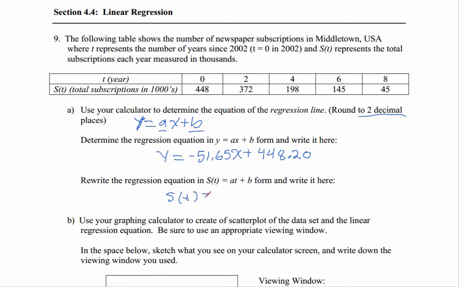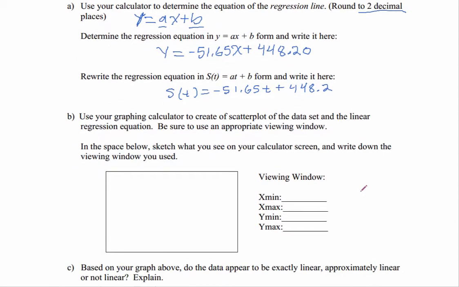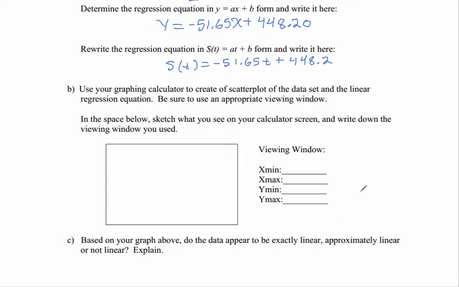S of t is equal to negative 51.65 t this time, okay, plus 448.2. I'm just going to leave it as 0.2. We'll just roll with it there, okay? Use a graphing calculator to create a scatter plot of the data and the linear regression equation.